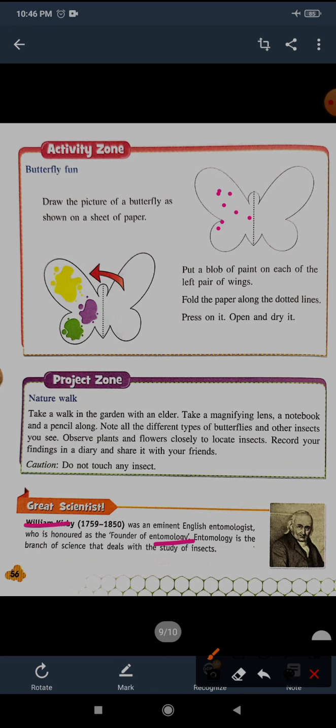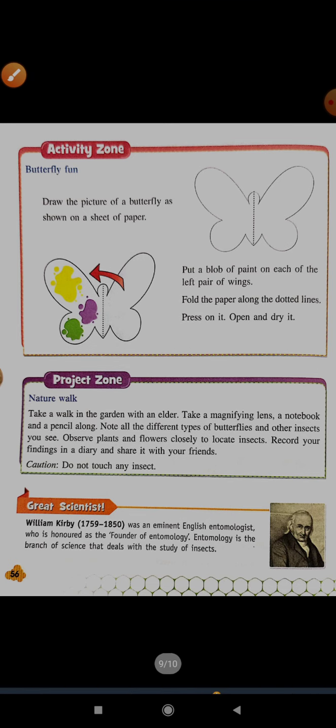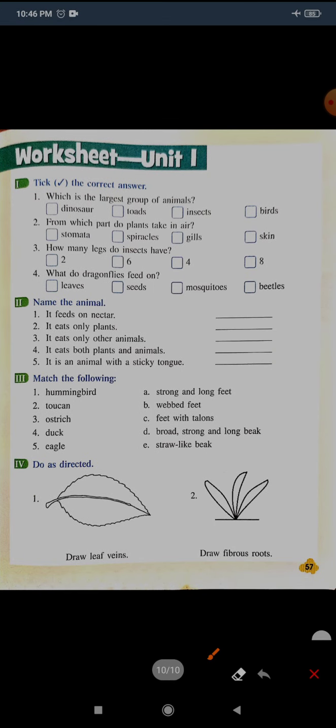And who discovered this? Let me see the name. William Fairbairn. Okay, now see the next page. The first question is, which is the largest group of animals? The options are dinosaur, toads, insect, birds. So which one is the correct option? Insect.